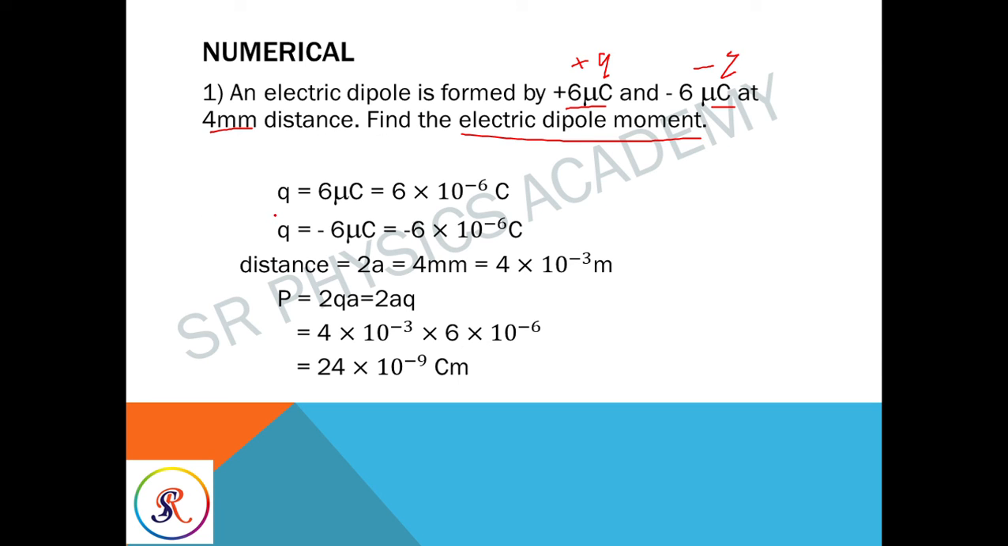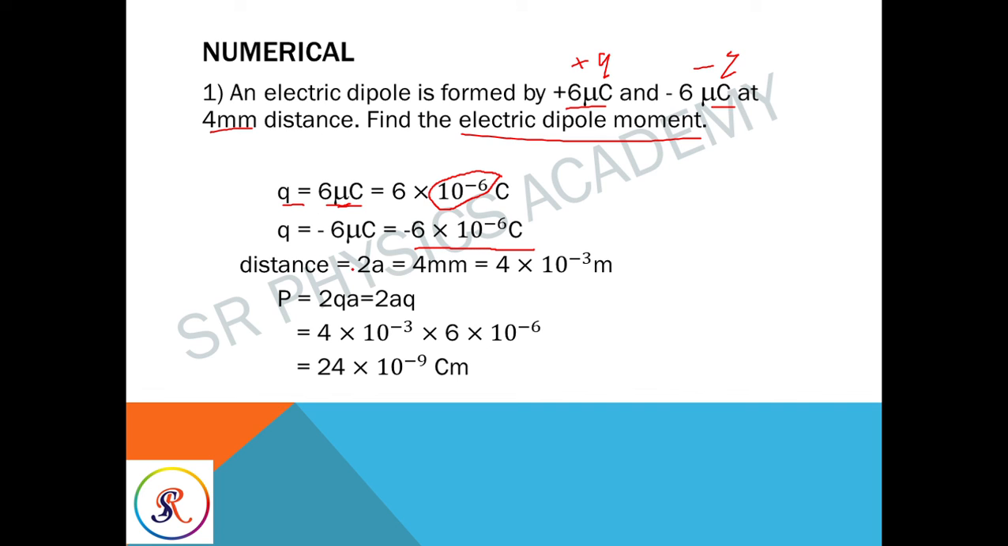Now with the given data, what is Q here? Q equals 6 microcoulomb, taking the positive one. 6 into, what is the value of micro? It will always be 10 power minus 6. You have to remember this: micro is 10 power minus 6, like centimeter, millimeter. So 6 into 10 power minus 6 coulomb. Similarly Q equals minus 6 microcoulomb, just changing the sign: minus 6 into 10 power minus 6.